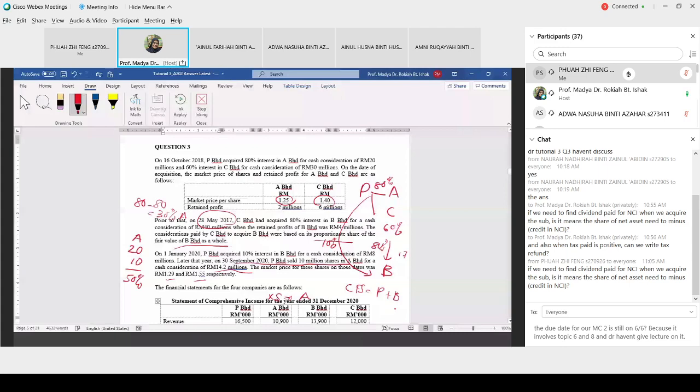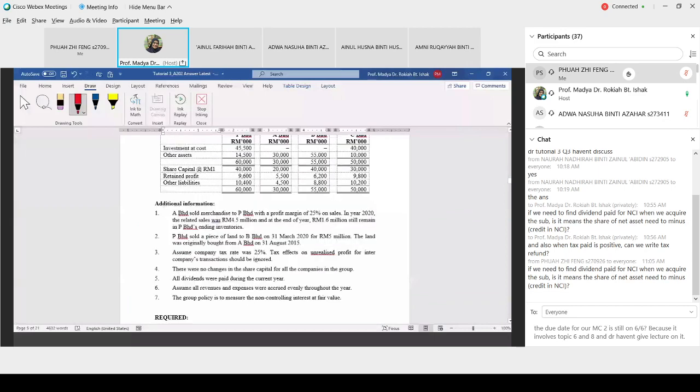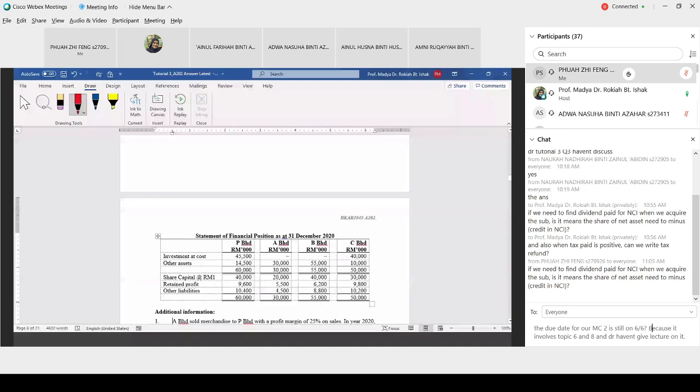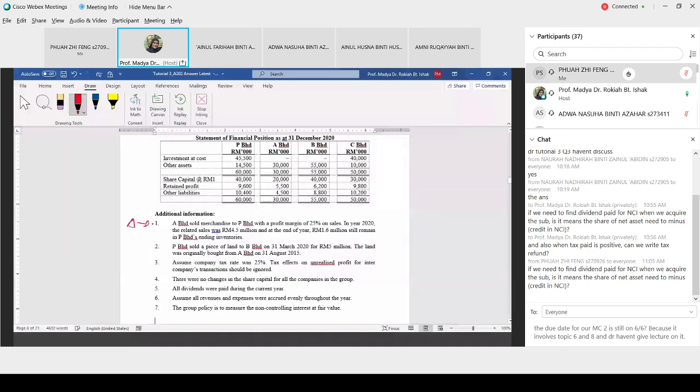And then the one that you have here: A sold merchandise to B. So A sells to B here. A is only an associate because now you already disposed. It is 25% of sales, and the shares that you have here is only 30%, so you need to calculate that one. In the year, the related sale was 4.5 million and 1.6 million still remains in the inventory. So 1.6 million, you need to times with 25% to find the URP. So the URP here will be 400.